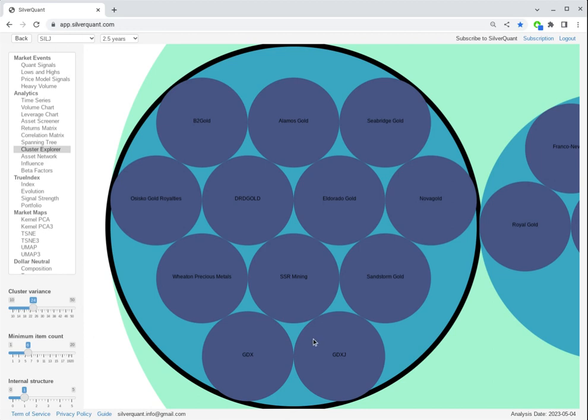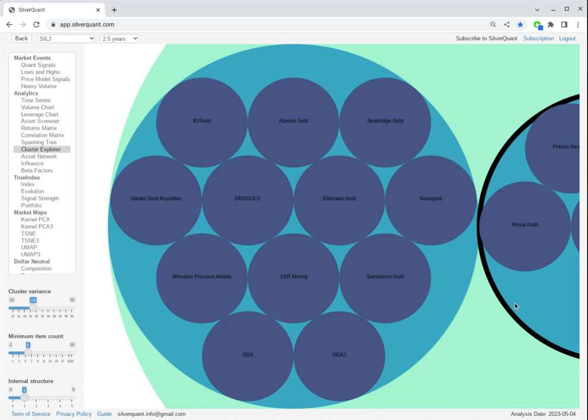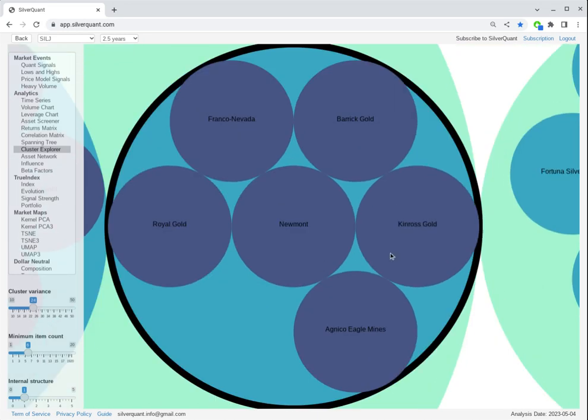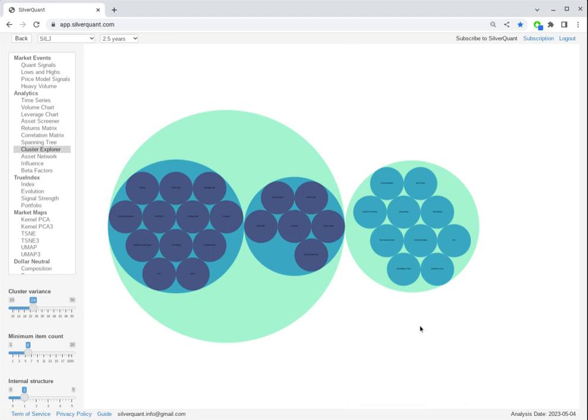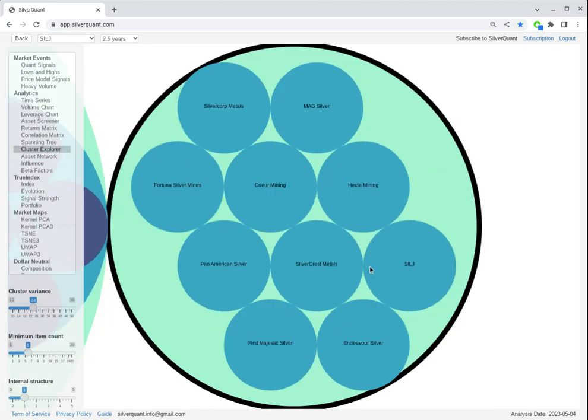We have GDX, GDXJ, we've got Wheaton. Okay, so we've got B2 gold. So we've got big golds here in this first cluster. Let's look around at this neighboring cluster, which is a similarly behaving cluster. We've got Franco, Newmont, and Barrick. So more big golds.